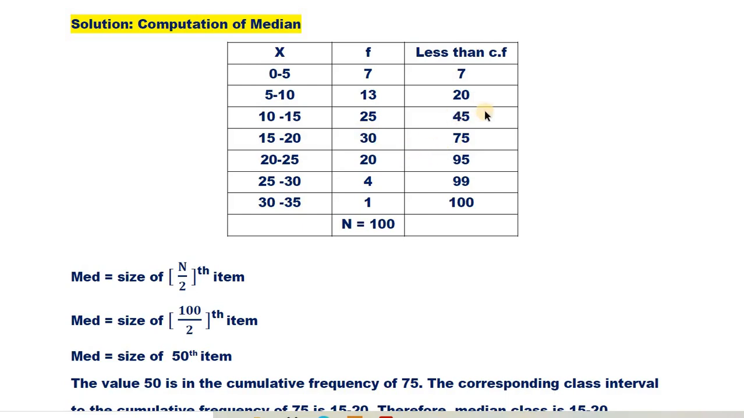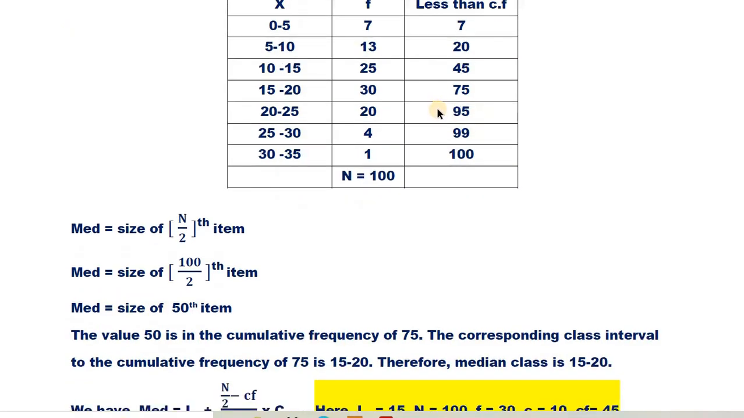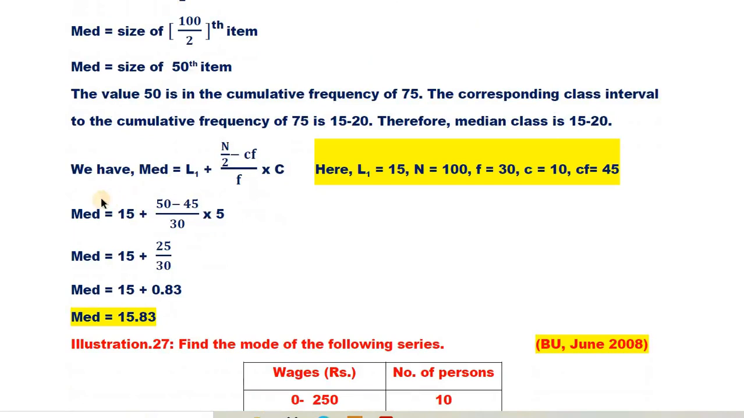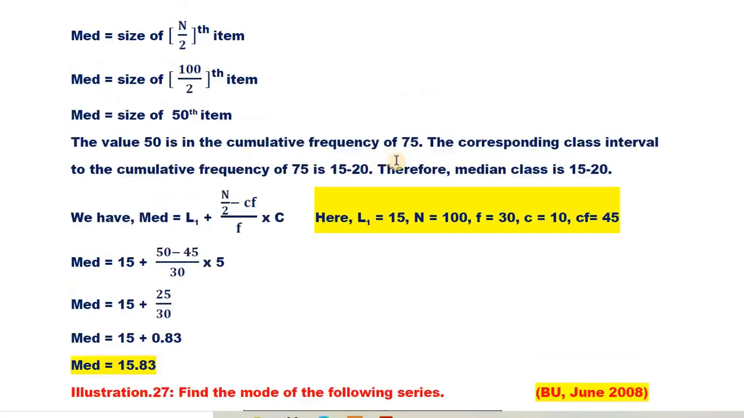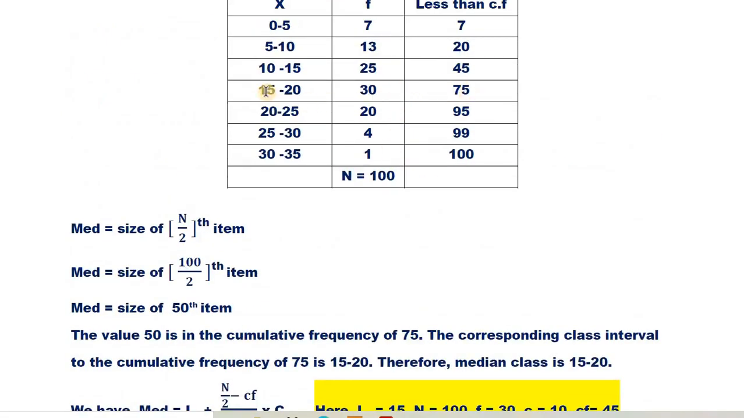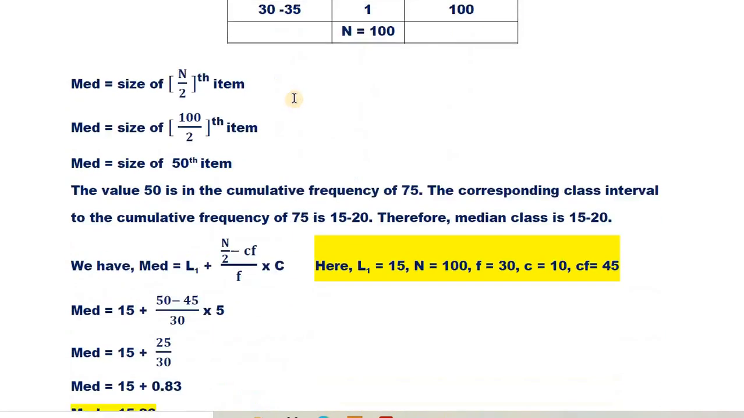CF, that means the cumulative frequency preceding the median class interval, is called CF. Now we can write down the formula to determine the median: L1 plus n by 2 minus CF, divided by F, into C. Let us see the notation of the formula. L1 is the lower limit of the median class. Here L1 is 15, because the median class is between 15 to 20 and its lower class limit is 15.